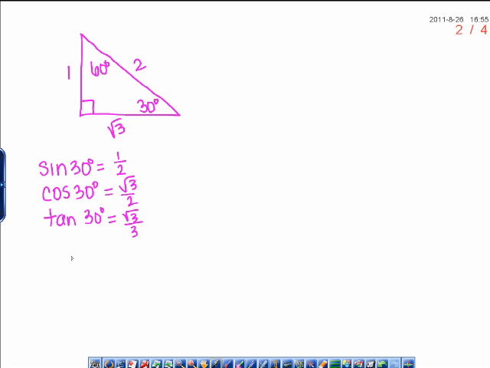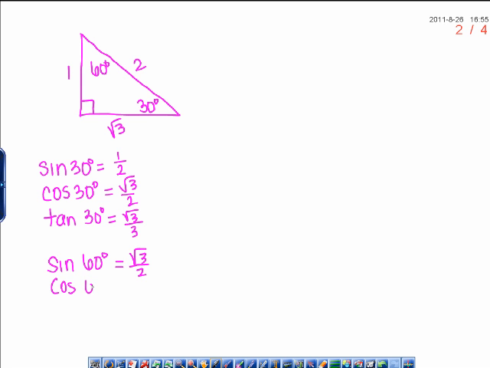Alright, now let's talk about 60. If you remember from our first day, many of you picked up on the fact that sine and cosine were related. So the sine of 60, let's refresh. We have opposite over hypotenuse, square root of 3 over 2. And notice that sine of 60 degrees is the same as cosine of 30. This is just like what we talked about on that very first lesson.